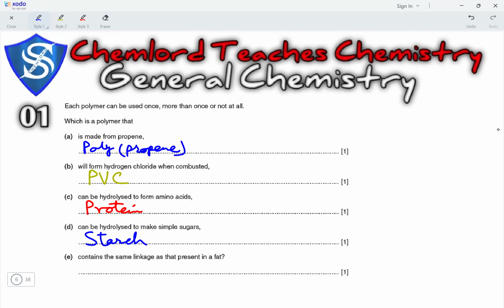Contains the same linkage as that present in a fat. So fatty acids and glycerol are components that join up together, or rather undergo condensation polymerization, to form polyesters. So we need to have an ester linkage present. In the given list, the two polymers that have an ester linkage present are terylene and polyester. So both of them have the same ester linkage as that present in fat.